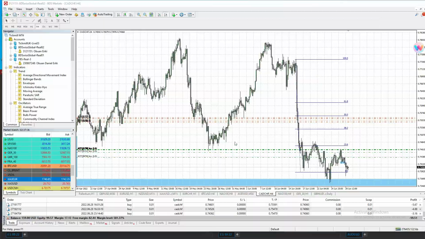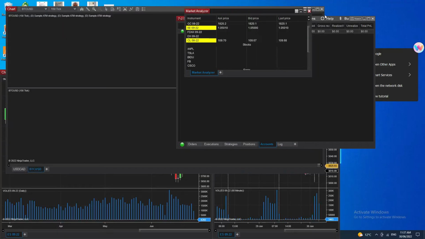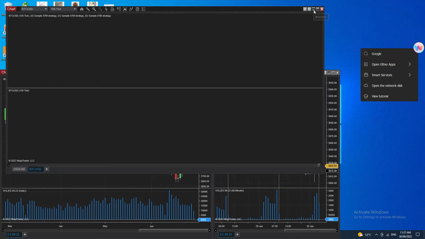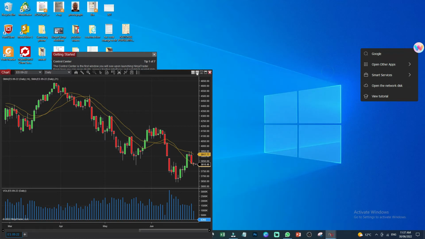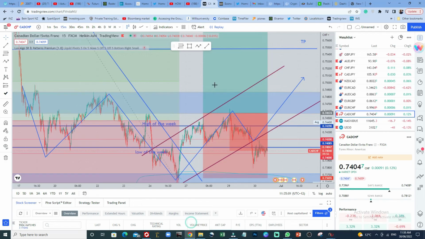Then also I took trades on gold. I took a trade on gold. Let me just minimize this. This is my new trading platform as well, which is NinjaTrader. Yes, okay. Back to the chart.